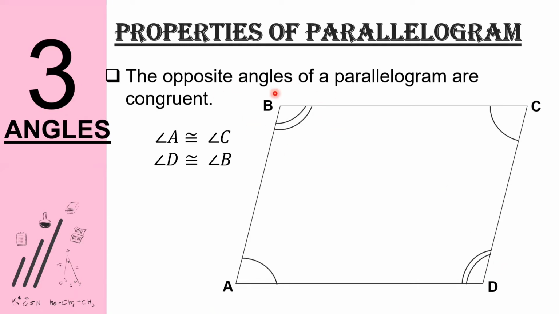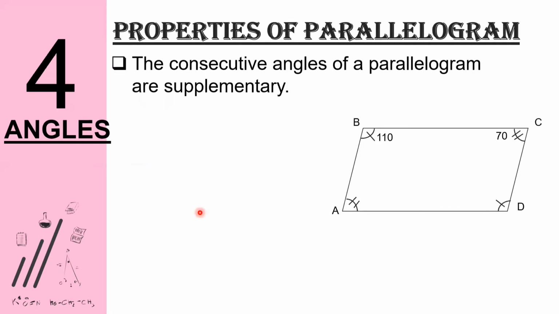So again, pag sinabi natin congruent, they are equal in measure or pareho sila ng measurement. So for example dito, angle A is congruent to angle C, meaning to say the measurement of angle A and the measurement of angle C are the same. So pareho lang sila ng measurement.